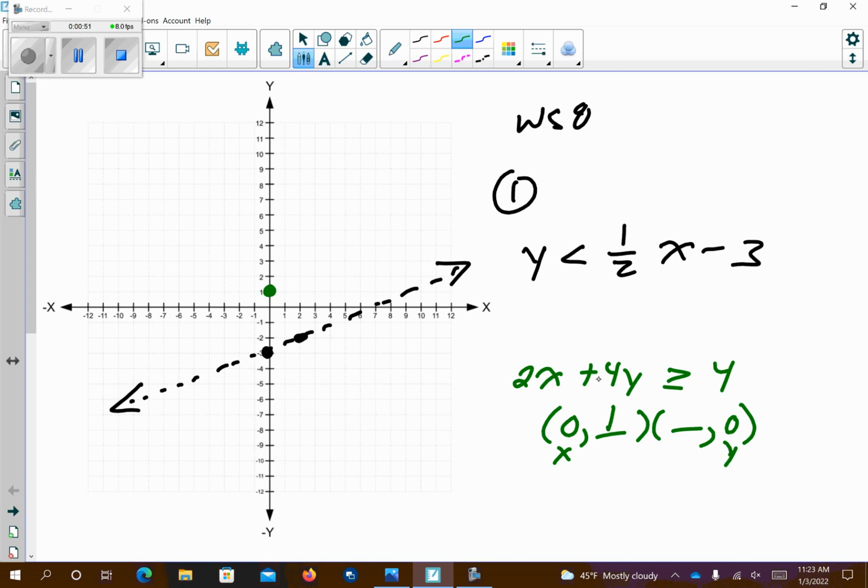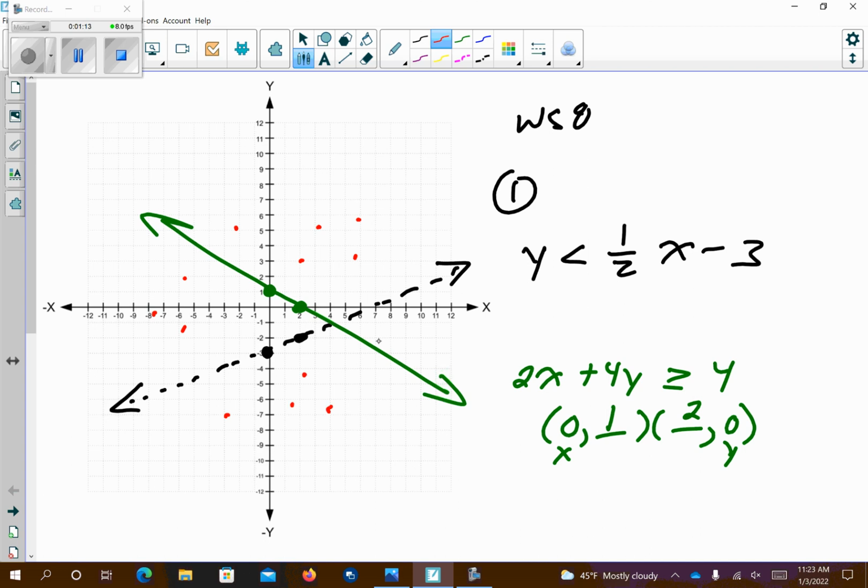This is a y value, so we're going to ignore that. So 2 times what number gives me 4? And that would be 2. So 2 comma 0. This is going to be a solid line because we have the equal sign. So this is what it looks like. So now we have ordered pairs everywhere. We have them all over the place, x, y values, anywhere on here.